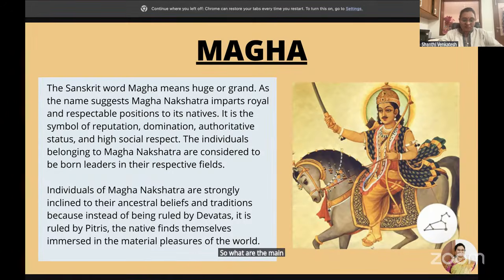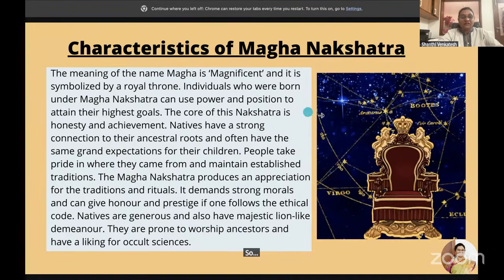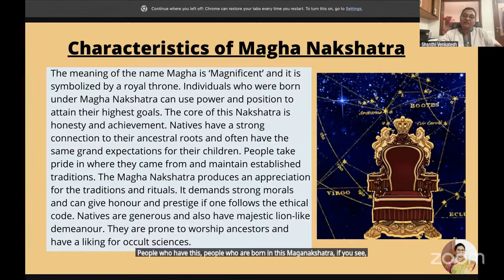So what are the main characteristics of people who are born in this nakshatra? So they can use their power and position to get the highest goals. But they're very honest, and they have got a strong connection with the ancestral roots. They like to honor their ancestors and they believe in traditions. They got a strong connection with their ancestral roots. People who are born in this Magha Nakshatra, if you see, they have a natural sense of respect, self-respect. They got a lot of self-respect, personal dignity, pride. They like to be treated with respect.